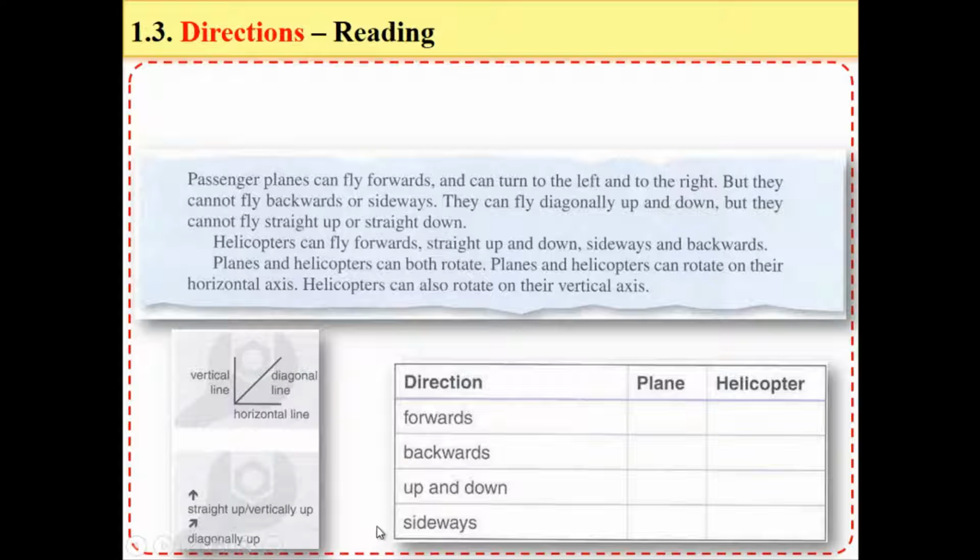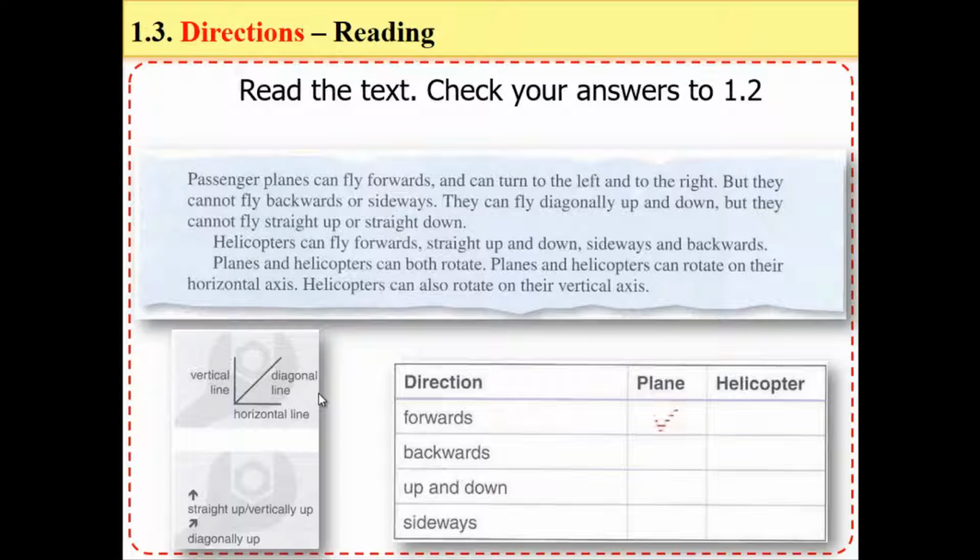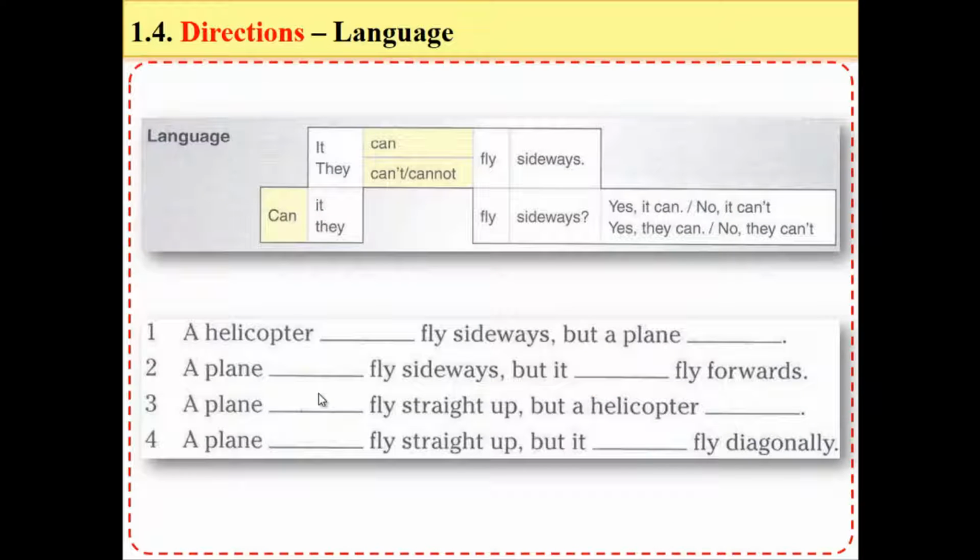And this is diagonally, vertical line, horizontal line. And now we check your answer. The plane can fly forwards. The helicopter can fly forwards too. The helicopter can fly backwards. And the plane can fly up and down. The helicopter can move straight up. The helicopter moves sideways. And now we move into language.